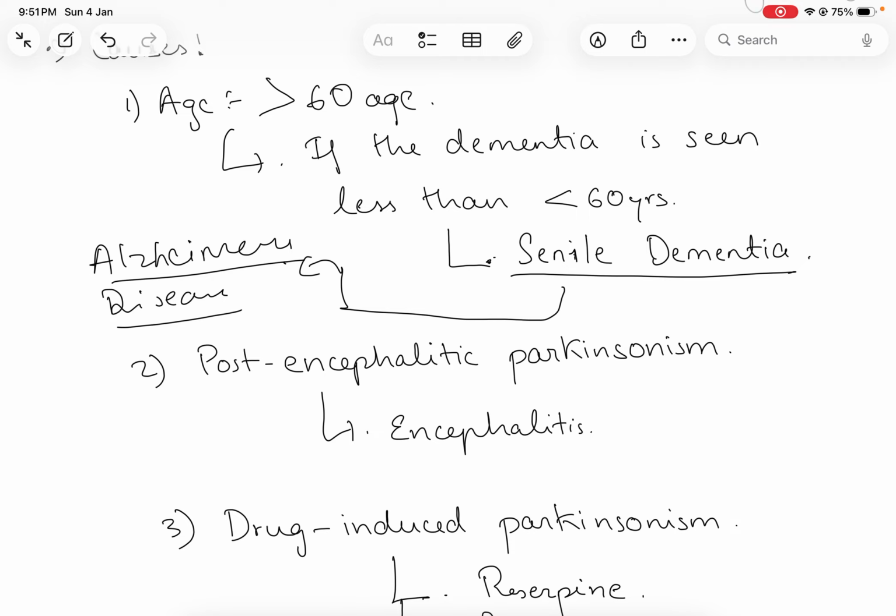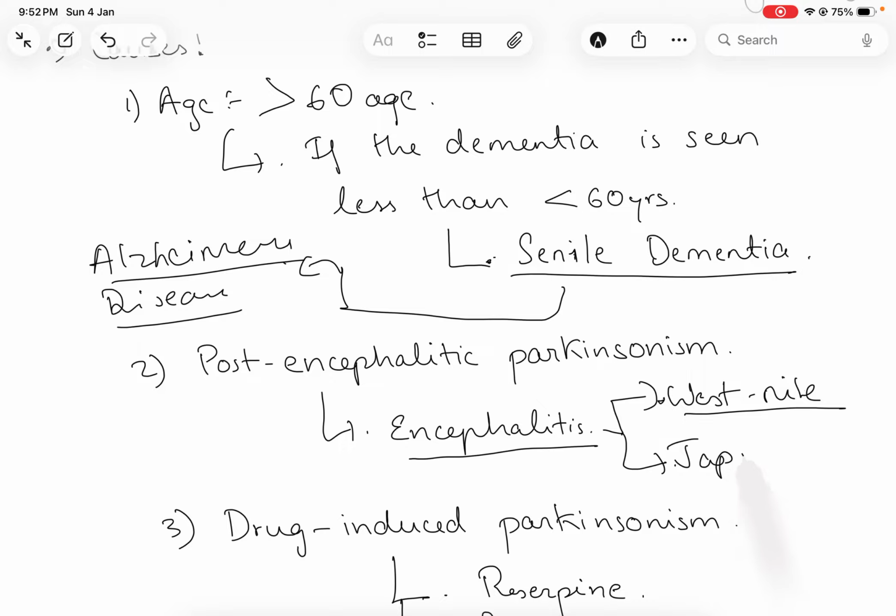And the second cause is post-encephalitic Parkinsonism. Post-encephalitic Parkinsonism refers to patients who have suffered from encephalitis, which may be due to West Nile virus, Japanese encephalitis, or tick-borne encephalitis.